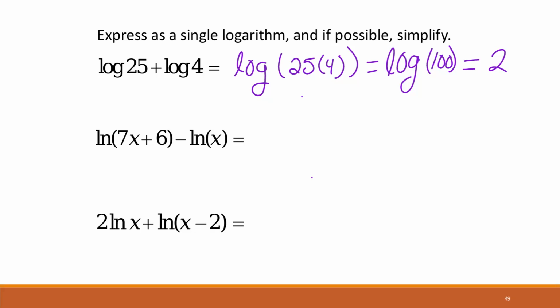So here we would have ln of that subtraction. So we have 7x plus 6 over x. And we can't simplify that, so we would leave it as is.